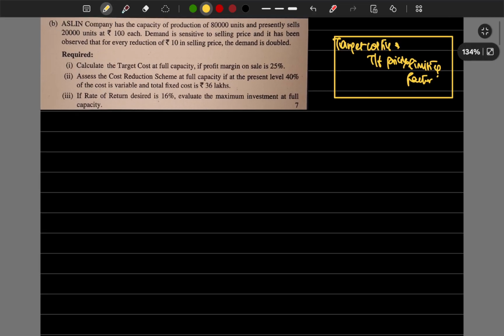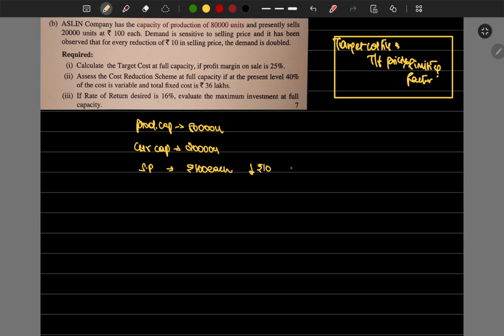Haslin Company has a production capacity of 80,000 units. Okay, we'll slowly fill in the information. Production capacity 80,000 units. Current capacity utilized is 20,000 units. Selling price rupees 100 each. And then demand is very sensitive: every reduction of rupees 10 doubles the existing capacity.